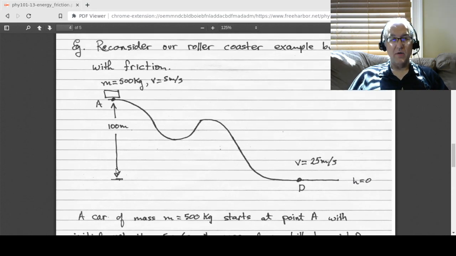The vertical drop here is 100 meters. But if you were to measure the distance along this curvy path by the methods that I just mentioned, that total distance all along this curvy path from here to there is 500 meters.